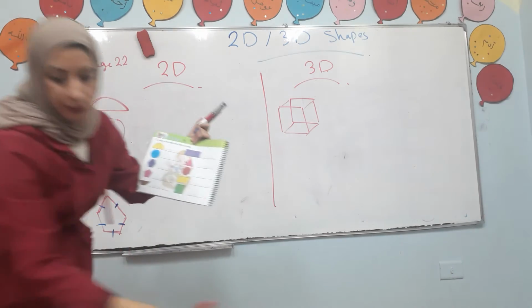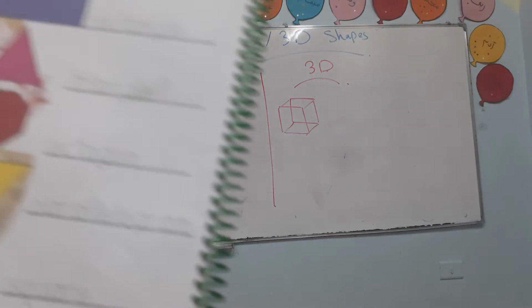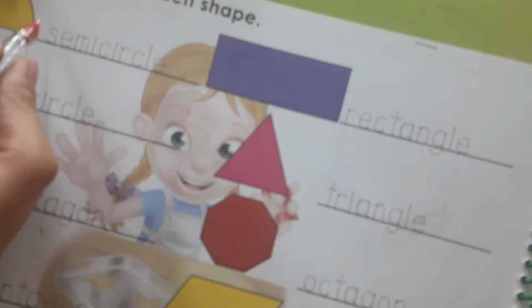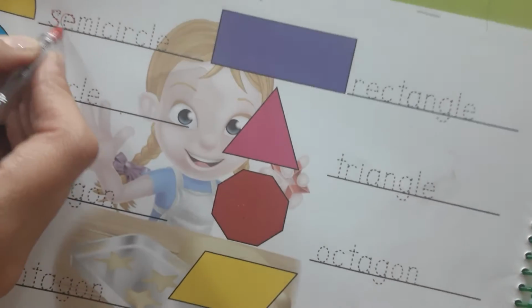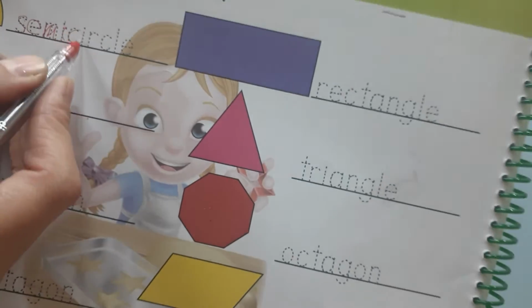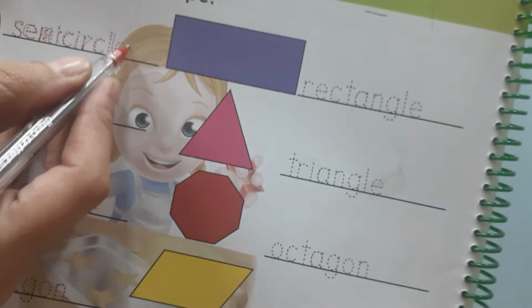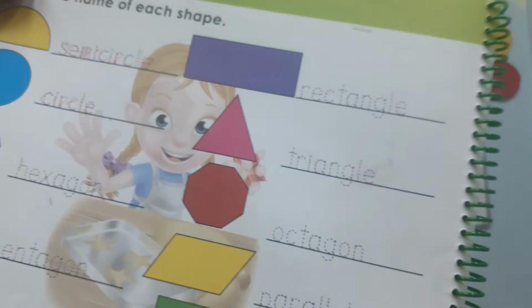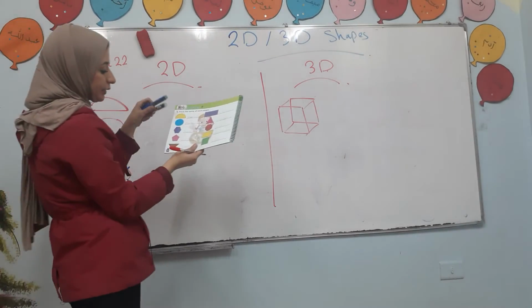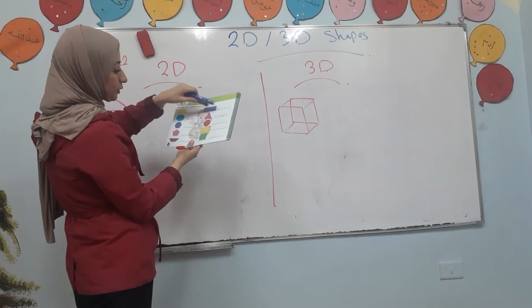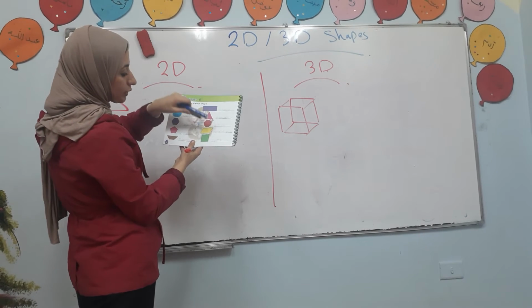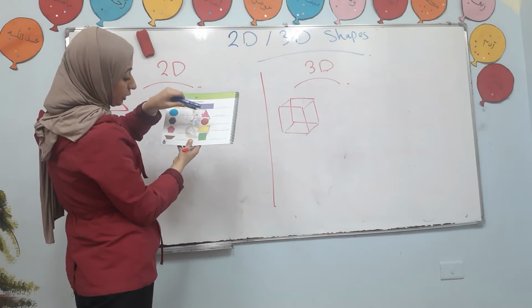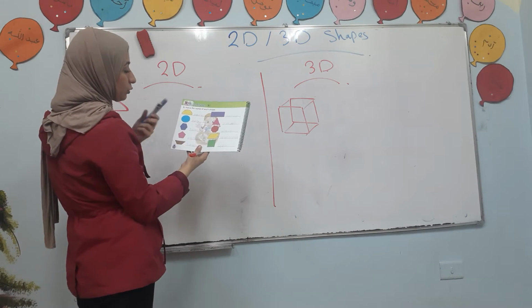What do you need to do? Please open at page number 22 and please trace the name. Trace the name, like this: semicircle, okay, like that, circle. So these shapes are called semicircle, circle, hexagon, pentagon, prism, rectangle, triangle, octagon, parallelogram and squares. Okay, these are 2D shapes.